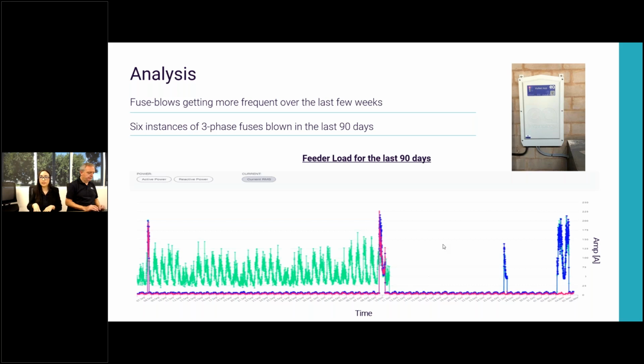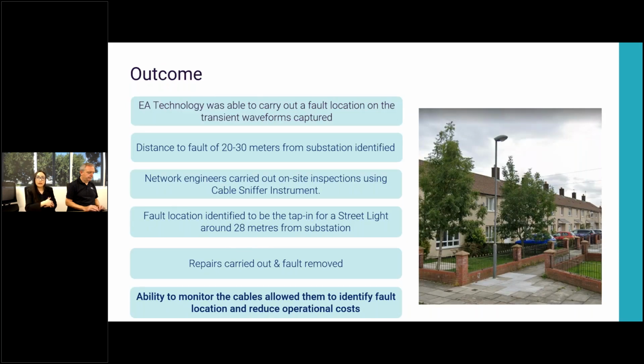But at this point, they decided, let's look at the fault location. So we provided them with the fault location. We knew that it was close to the substation because of the magnitude of the current, 50,000 amperes. So we knew that it was between 20 and 30 meters, following exactly the same approach that Neil just explained. They were able to locate the fault around 28 meters from the substation, and the fault was at the tap for a street light.